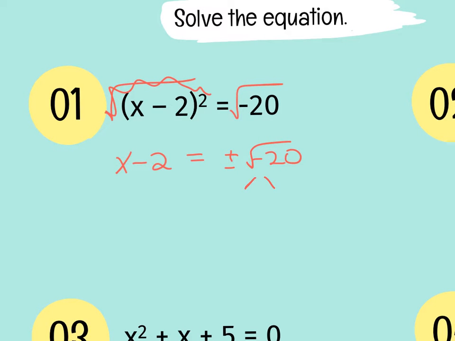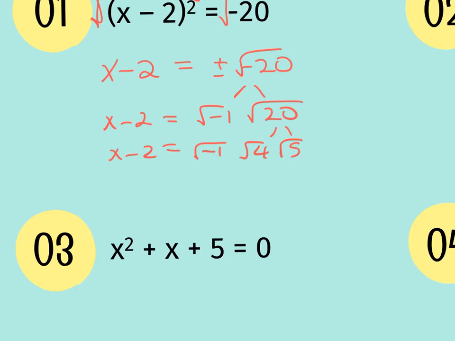I could break it into negative 1 times positive 20. And then break the 20 into 4 times 5. Now, if you did 2 times 10, you would have to keep going. Let me just rewrite this left side. So now I'm going to square root the negative 1, it becomes i. Square root the 4, it becomes 2. No 5s to pair up. So this side will simplify to 2i square root 5, and it still has the plus minus in front.